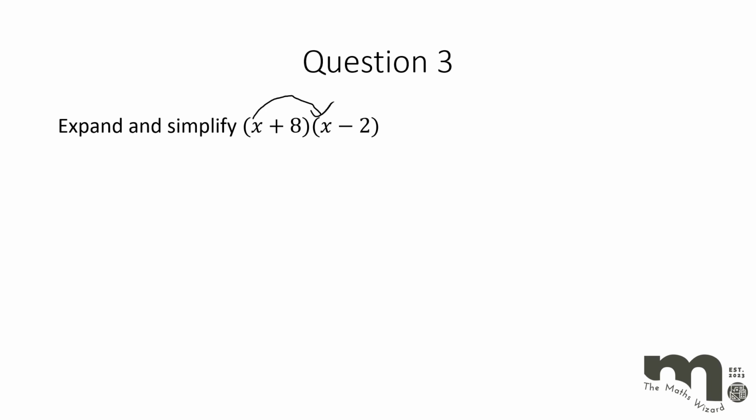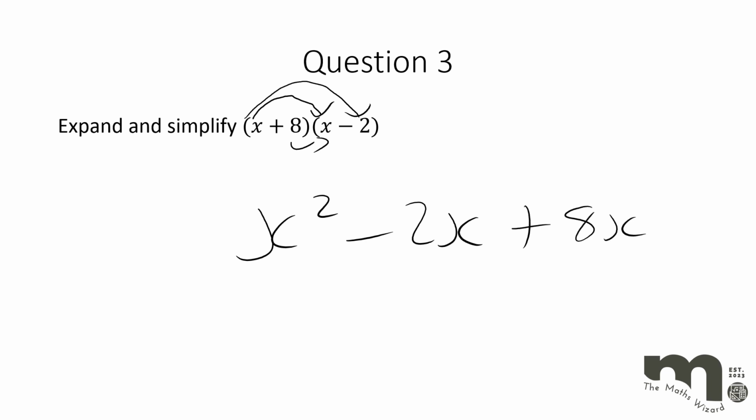So x times x gives you x squared. Then we've got x times minus 2, which is minus 2x. We've got 8 times x, which is 8x. And 8 times minus 2, which is minus 16. Now, you'll notice here, obviously, we've got an addition and a subtraction, which makes this a little bit more complicated when it comes to the simplification.